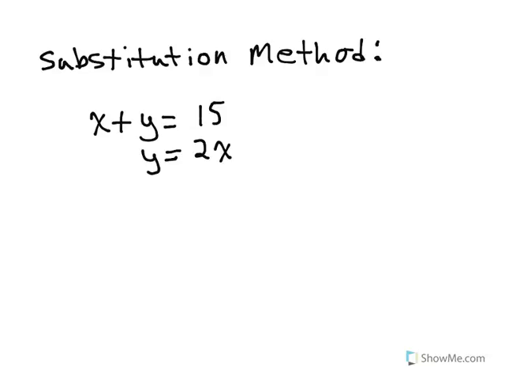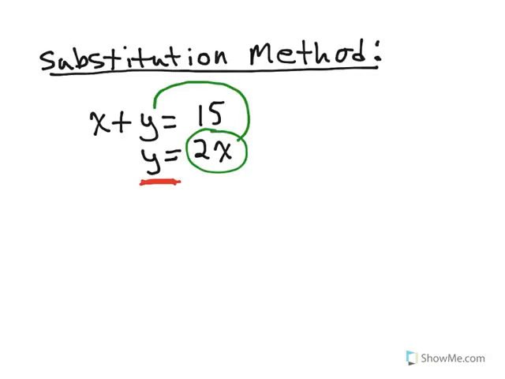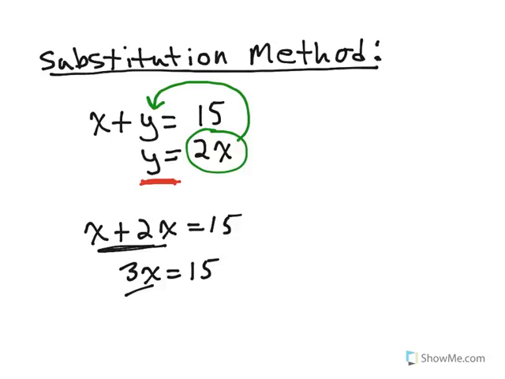Another method to use for solving systems of equations is the substitution method. We use the substitution method when we have one of the equations already solved for a variable, as in y equals 2x. Notice the y is by itself. So if y equals 2x, we can replace the y with 2x in the other equation and solve for x. And that would give us x plus 2x equals 15. Combine like terms, x plus 2x is 3x equals 15. And now divide both sides by 3.